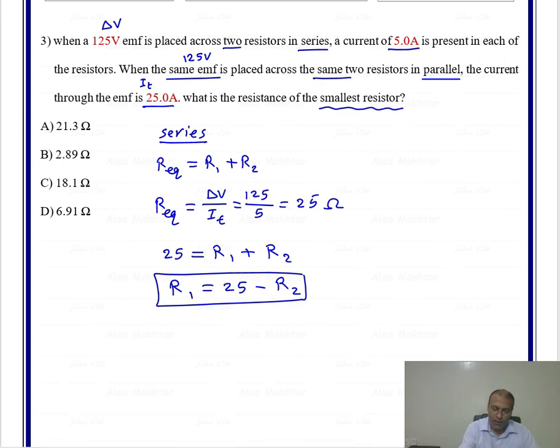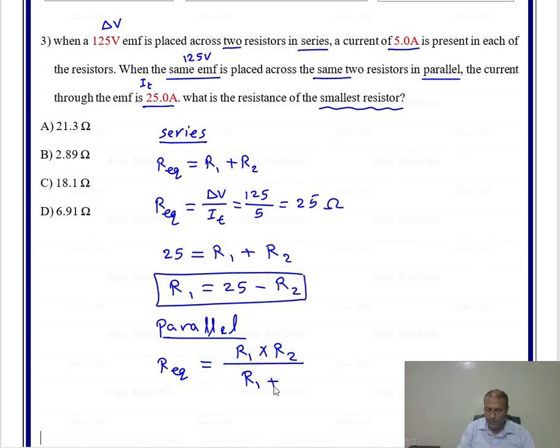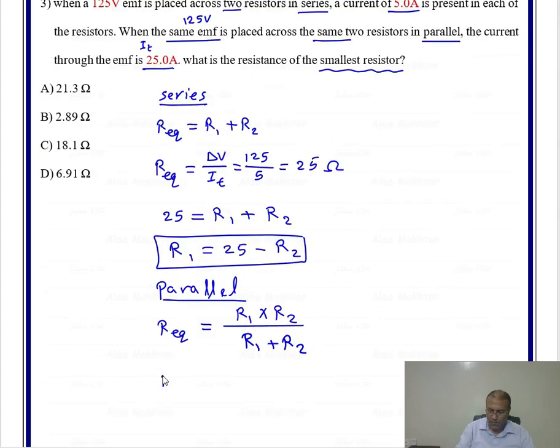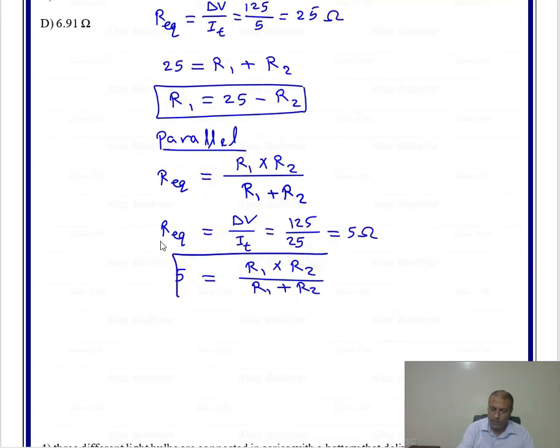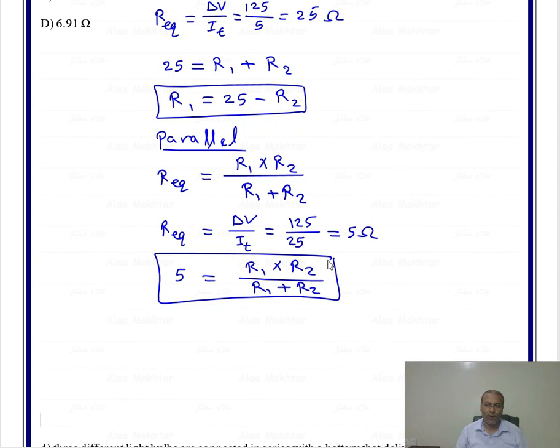What about parallel connection? Req in parallel equal R1 times R2 over R1 plus R2. Also we can consider Req equal delta V over I total, 125 over 25, it's equal 5 ohms. So 5 ohms equal R1 multiply R2 over R1 plus R2. The second equation with the same two unknowns R1 and R2.